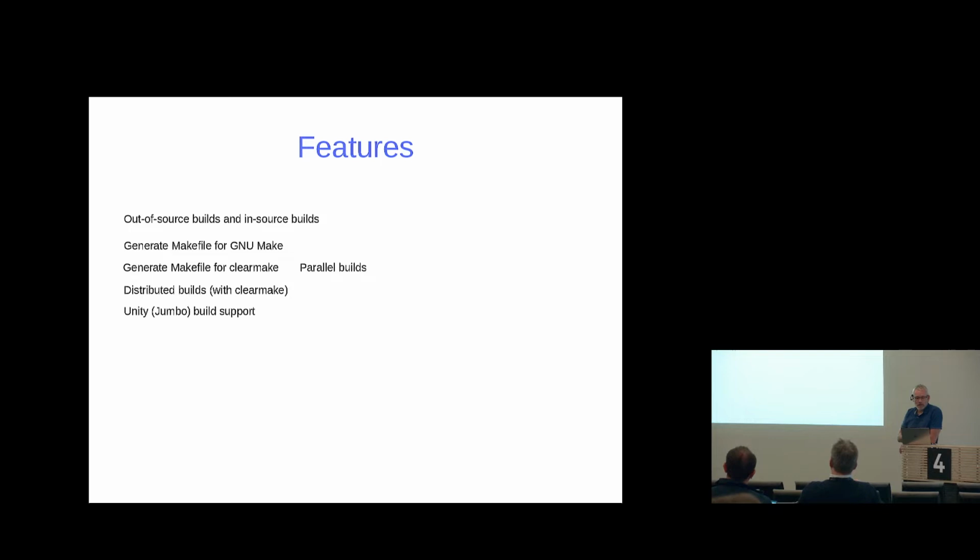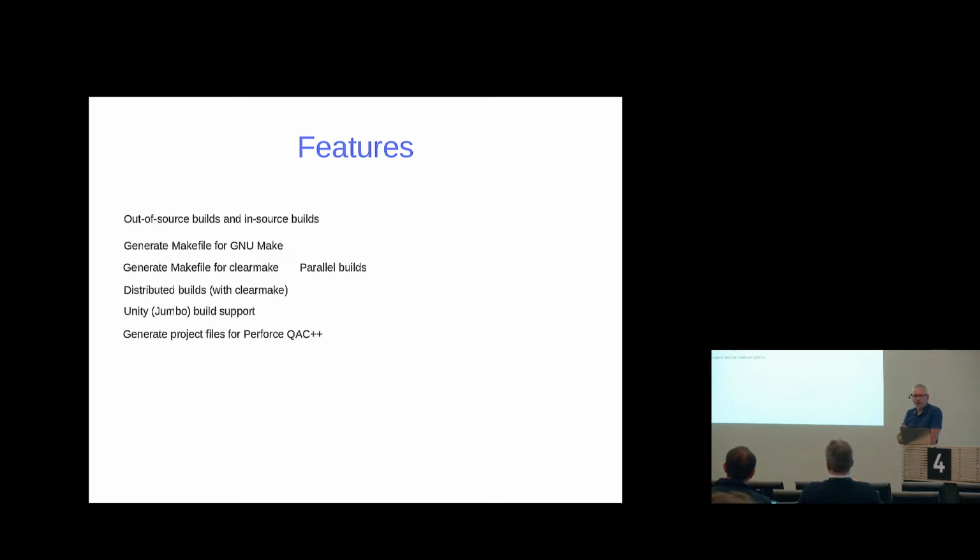HiMake has a lot of features, and I'm going to give you a list, but I'm not going to talk much about them, just to give you an overview. Okay, we can do out-of-source builds and in-source builds. We generate makefiles for GNU make and for ClearMake, which is part of ClearCase. We can do parallel builds and distributed builds. We have support for Unity, or what some people call jumbo build support.